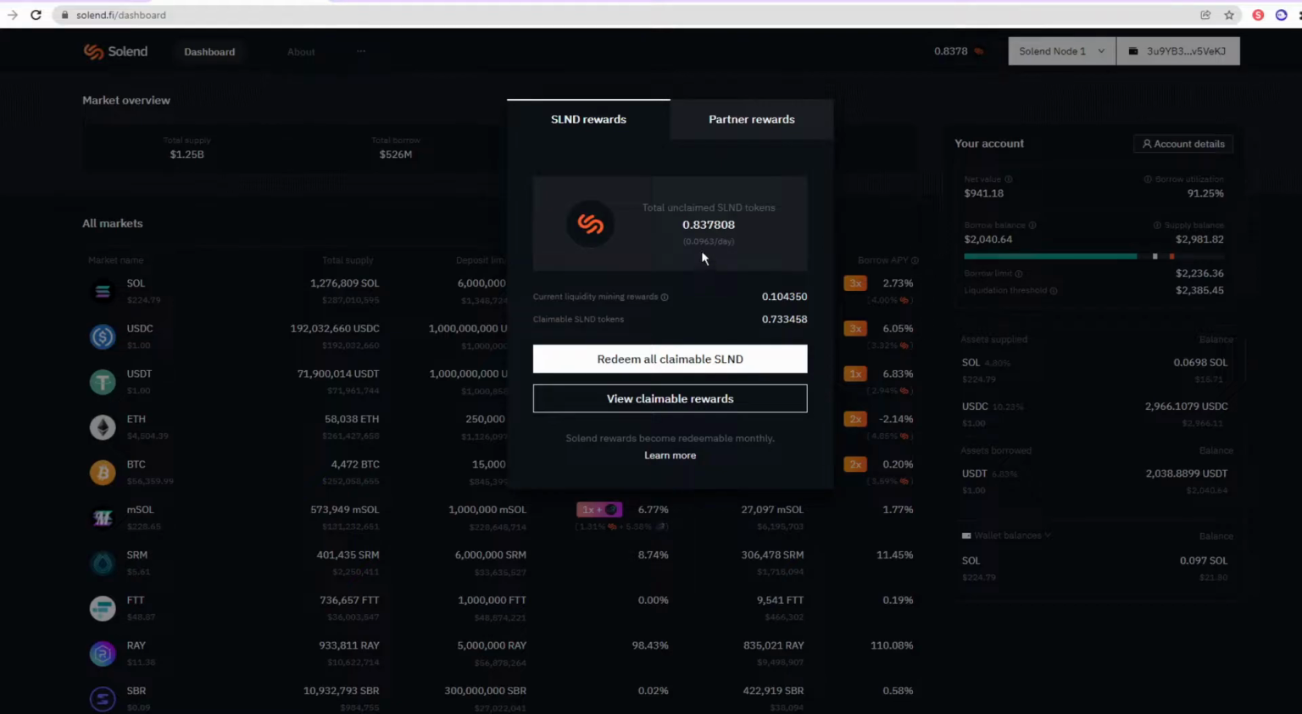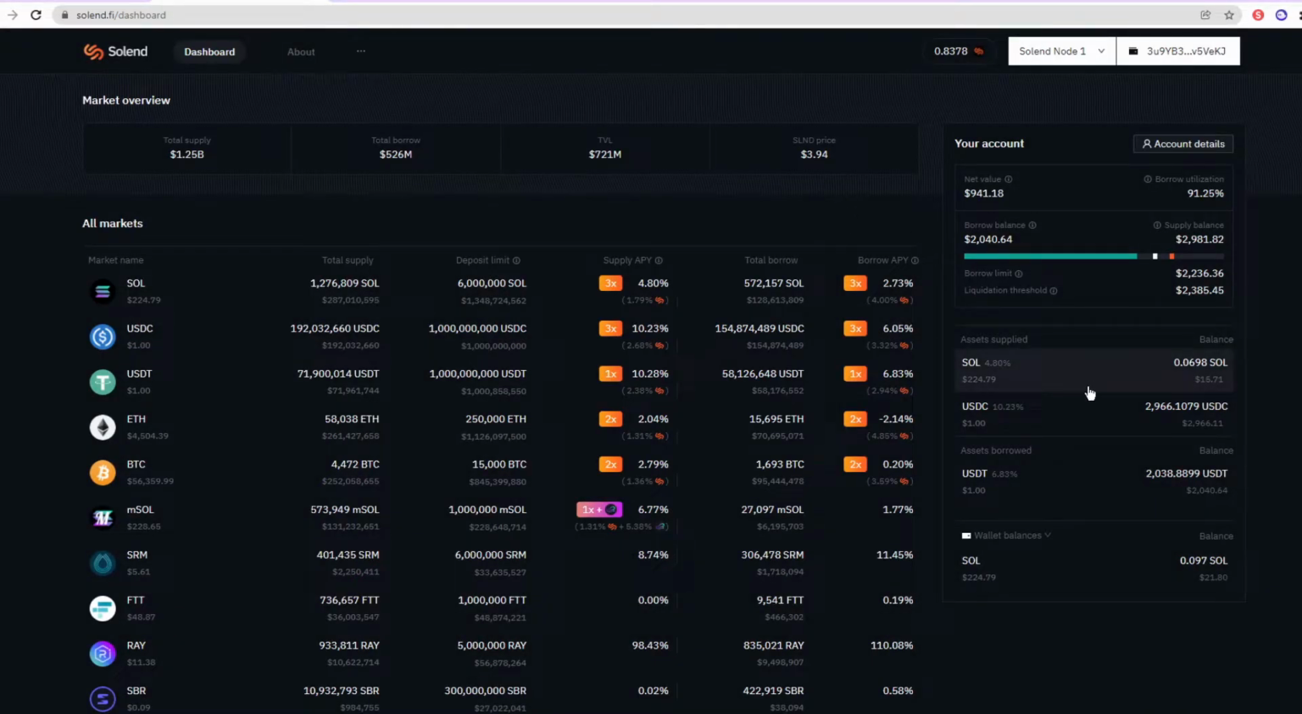But right now they are giving Solend tokens. Because I am supplying and borrowing, I am earning Solend. You can see all the Solend earnings here. Whether you supply or you borrow, you will earn Solend.